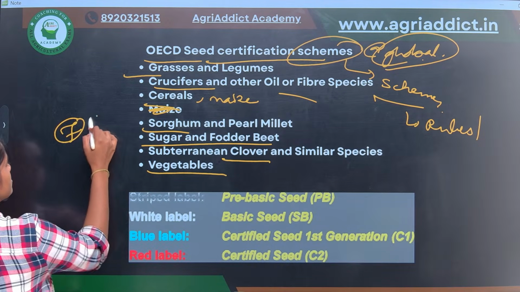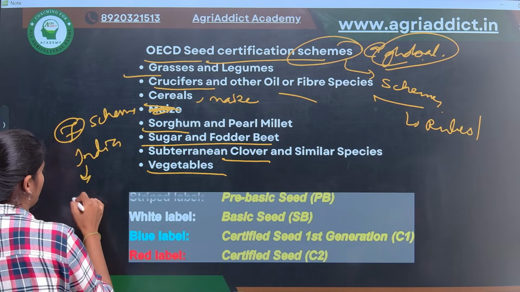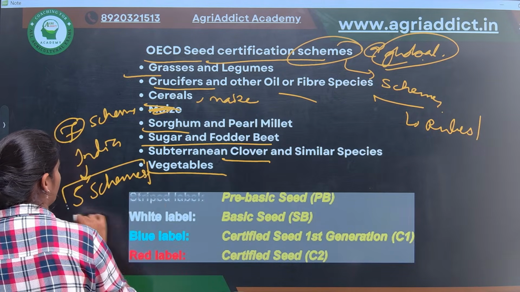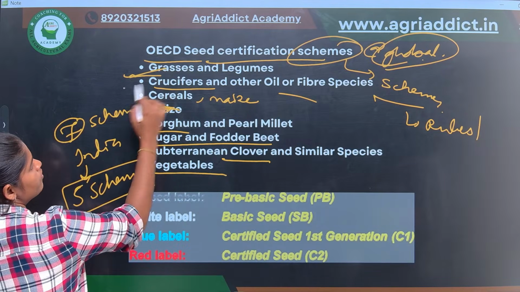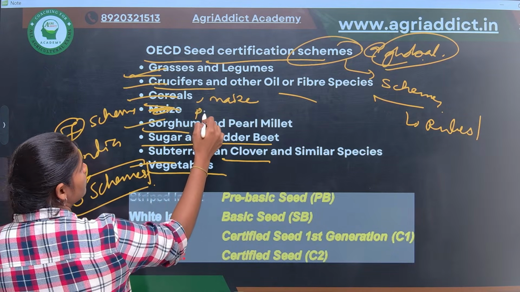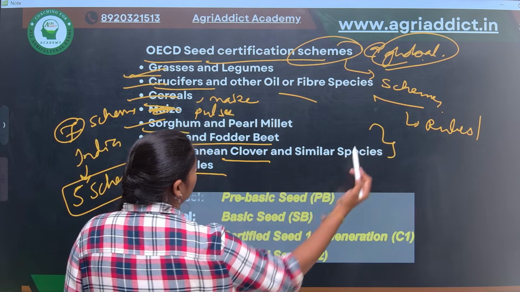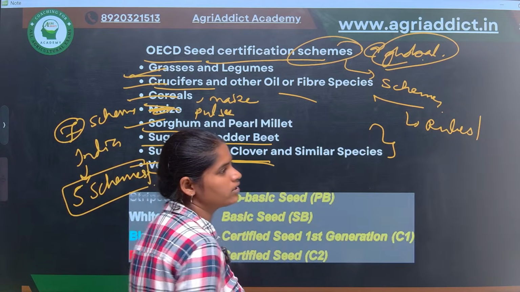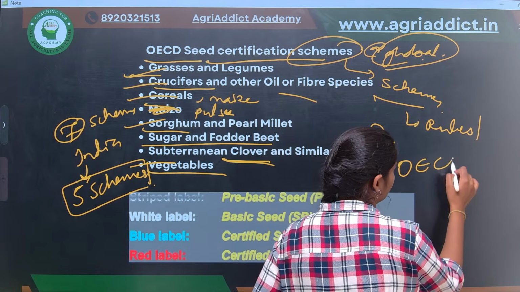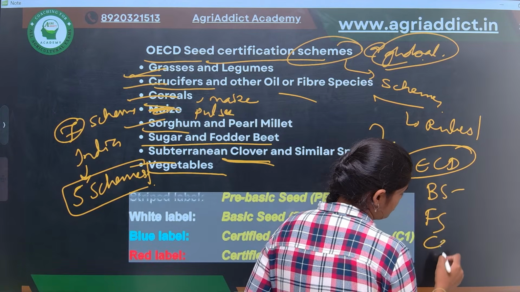Among the 7 schemes, India joined OECD for 5 schemes. For grasses, crucifers, cereals, vegetables, and also the pulses. Okay, we have not joined for fodder wheat as well as clovers. Remember this. And in OECD, the same way we have breeder, foundation, certified, right?